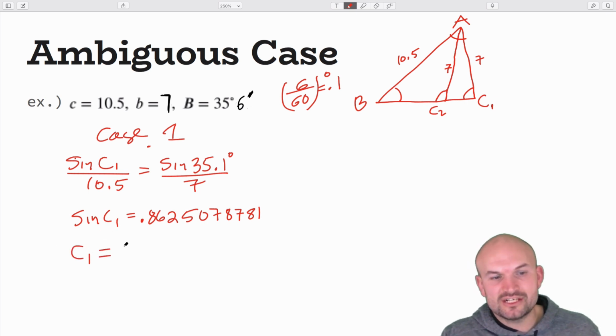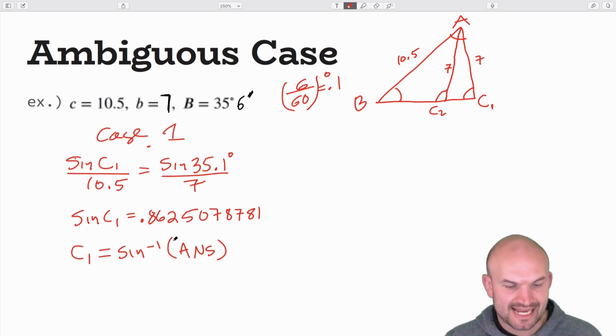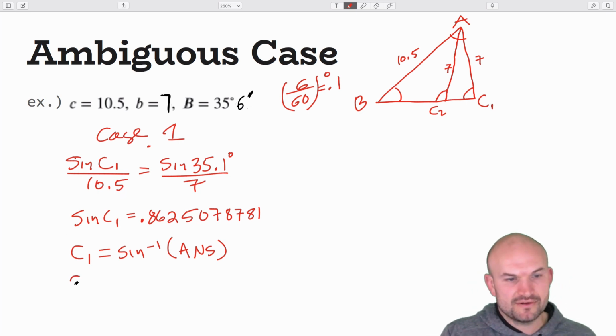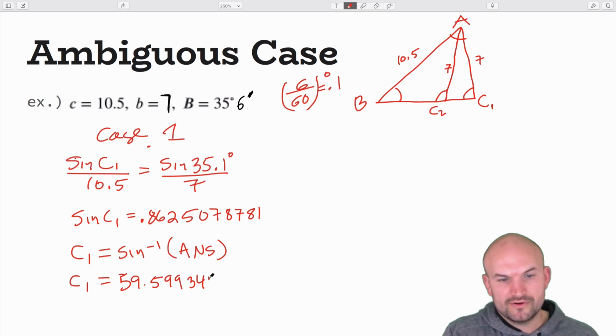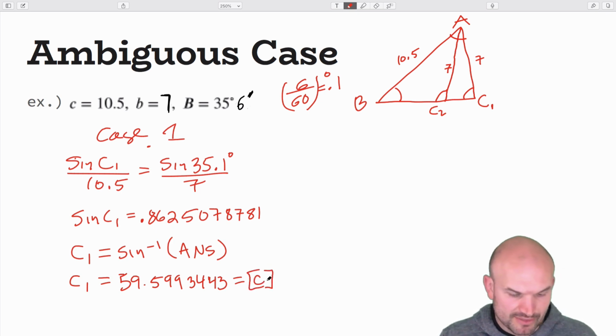So again, C1 is going to be the sine inverse. Now I have this in my calculator, so I'm just going to use the answer feature. So you look on your calculator for that ANS, and I'm just going to do sine inverse of the last answer. And that's going to give me 59.599343. So let's say C1 is equal to 59.599343, which I'm going to store as C. I'm going to store that in my calculator because I don't want to round it until the very end. So I'm going to store this as alpha C.